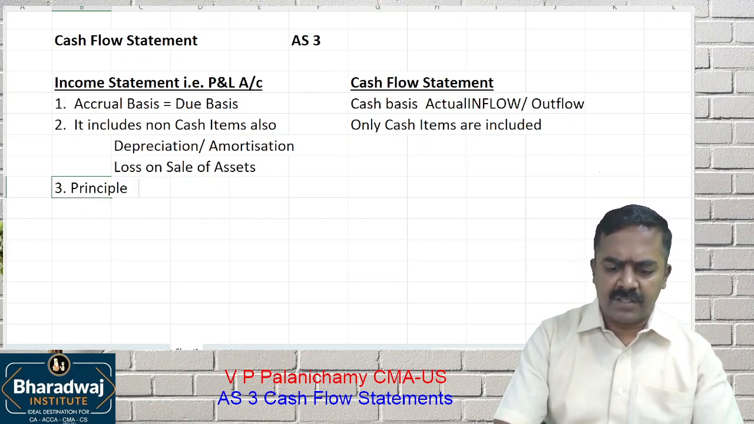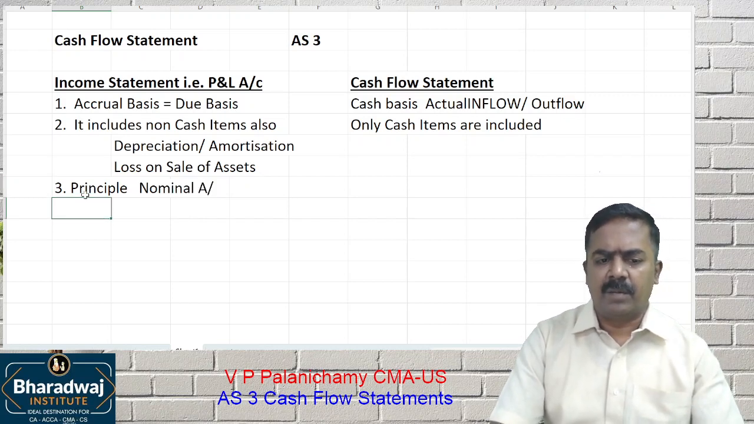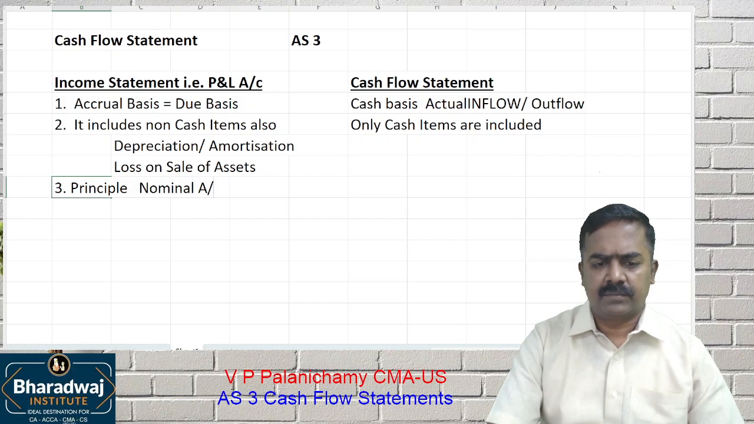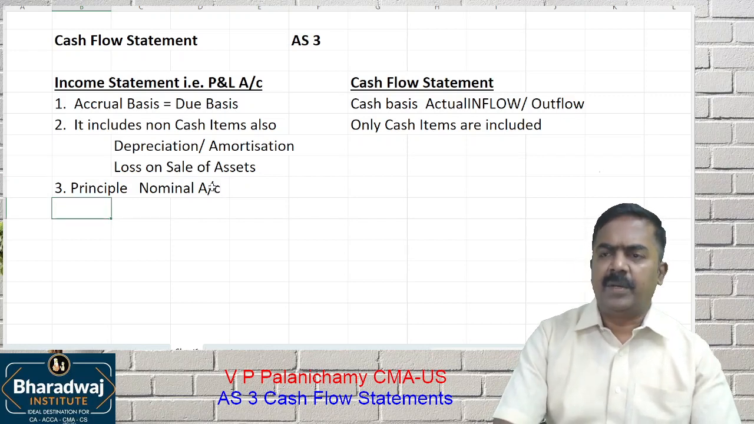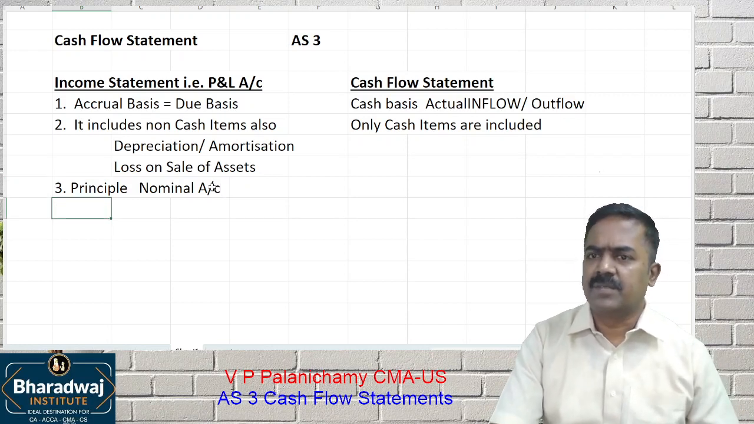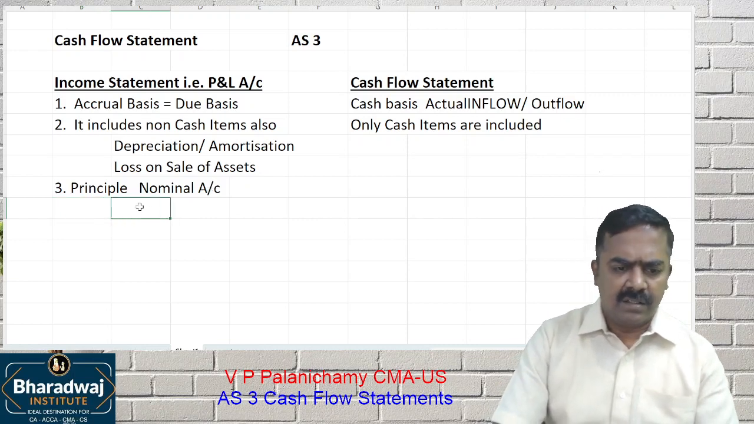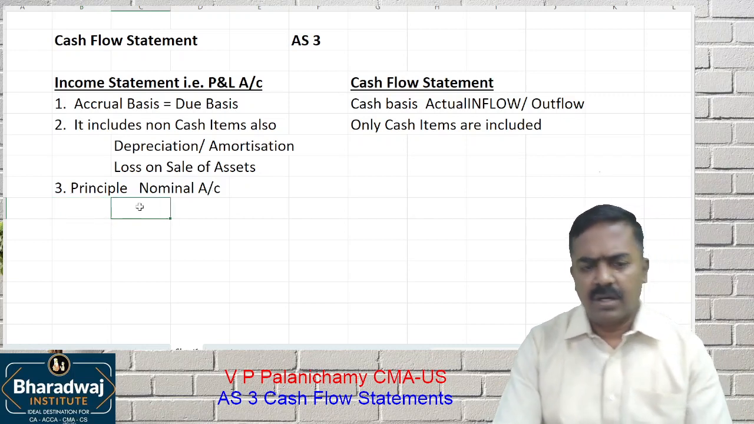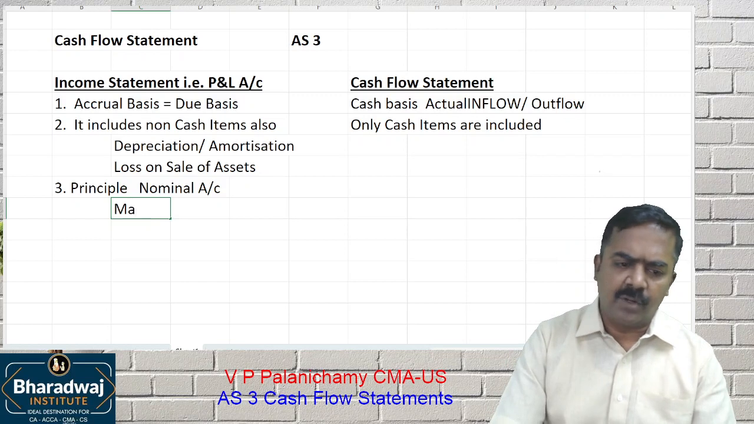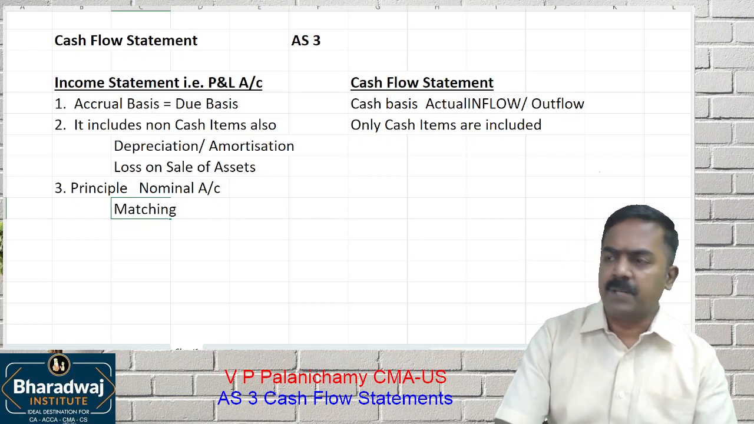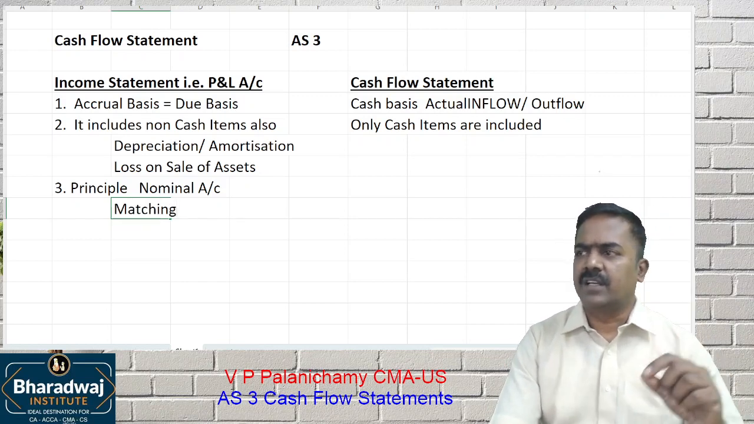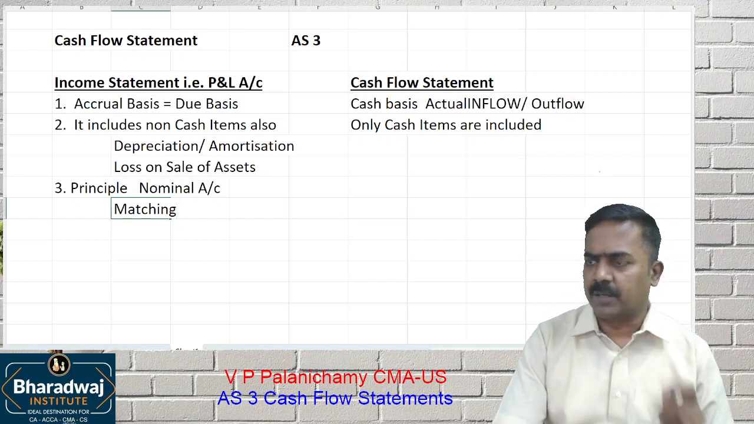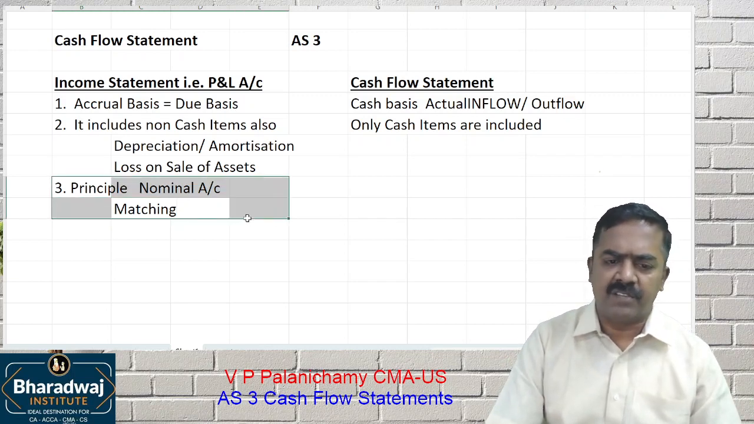The principle is nominal accounts. What do you mean by nominal accounts? Debit all expenses and losses, credit all incomes and gains. Okay, and again we are following the matching principle. Matching principle means income for a year will be matched with what? Expense for a period.